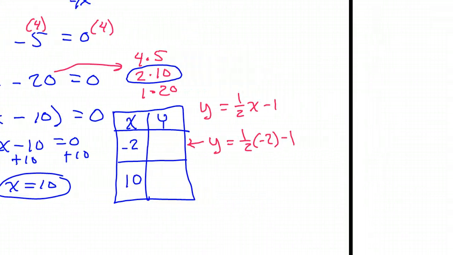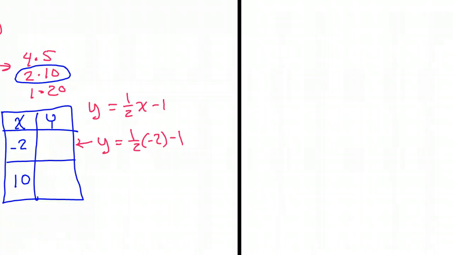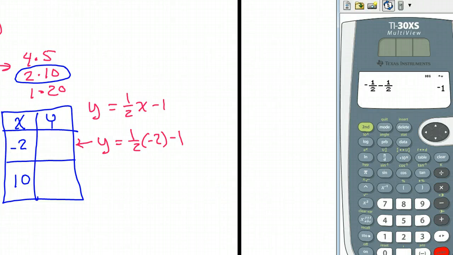Now most of you should be using your calculator. I applaud you if you can do this by yourself, and you should be able to. But the reality is many of you make careless mistakes. So even if you think you can do it on your own, double check using a calculator. How about we put it that way? So 1/2 times negative 2 minus 1. Okay, so that is negative 2.